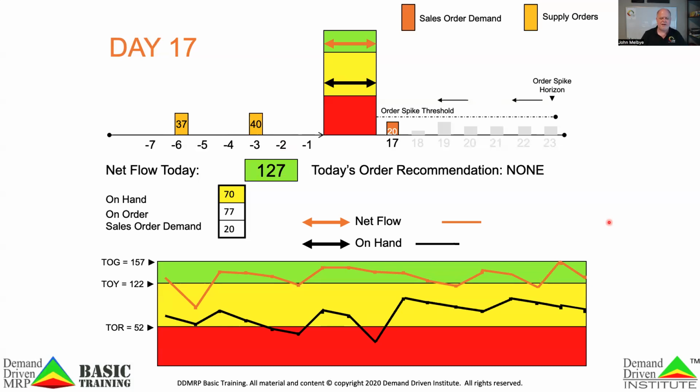And we can see how our net flow has performed. Every time we hit the yellow, we ordered and got us out of trouble. And our on-hand balance doesn't align directly with that, but we can see that we had a couple of spots where we dipped into the yellow, dipped into the red. But most of the time we were floating along up here in the yellow.